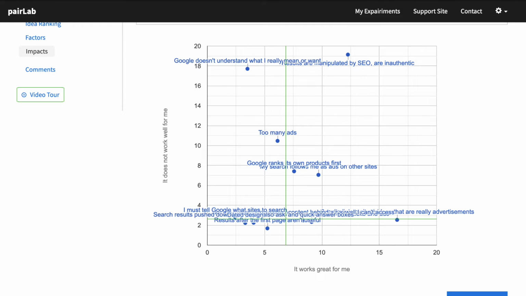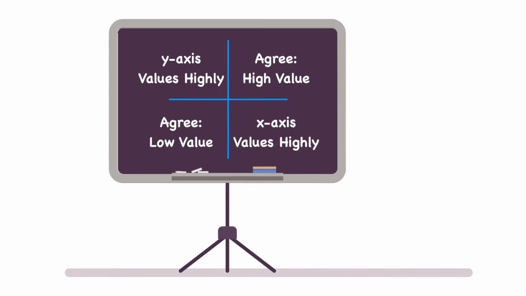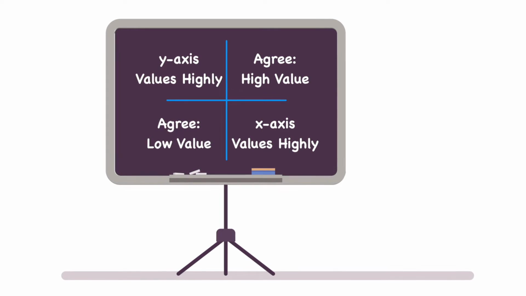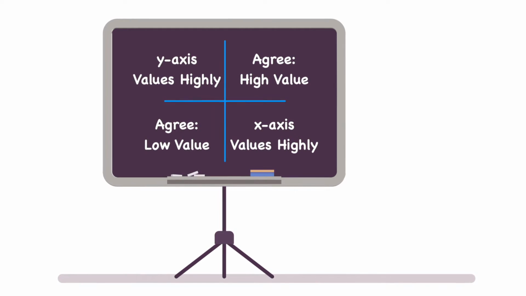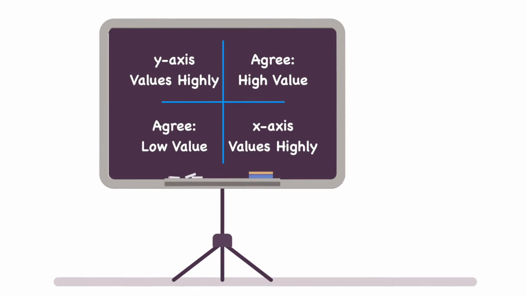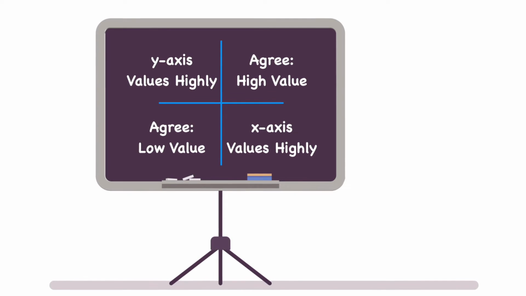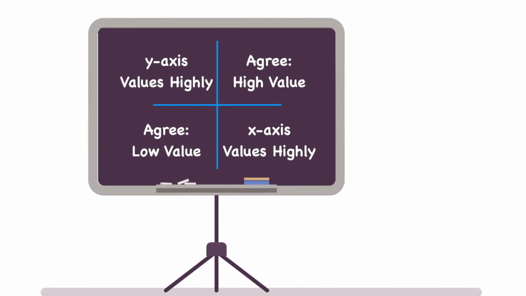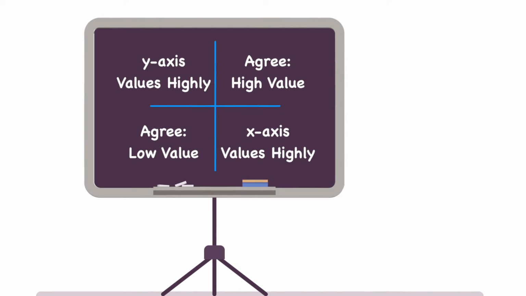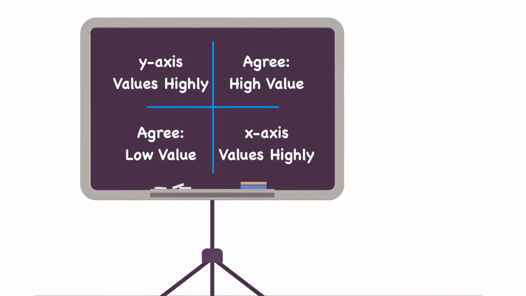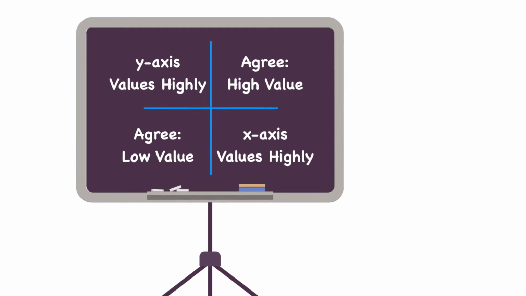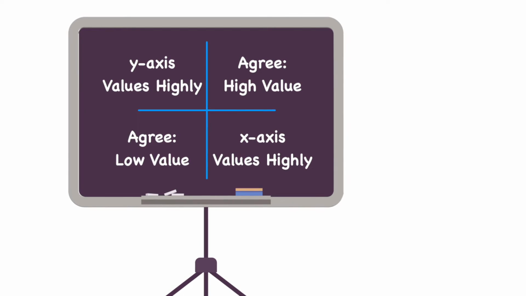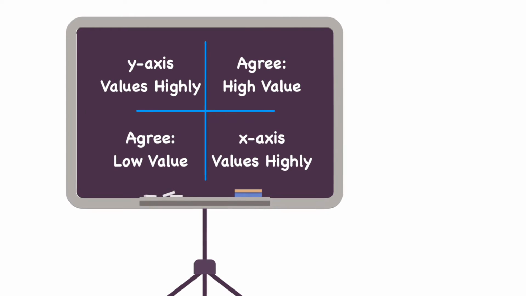Now these quadrants have meaning, which we can call agreement and disagreement. The upper right quadrant shows the ideas that both segments agree are most valuable. The lower left quadrant shows the ideas that both segments agree are the least valuable. The upper left quadrant shows disagreement in favor of the y-axis. In this case, people who don't feel Google works well favor these ideas more than the other segment. And the lower right quadrant shows the opposite. People who feel Google works well value these ideas more than people who feel Google does not work well.